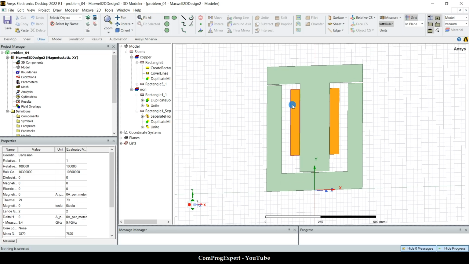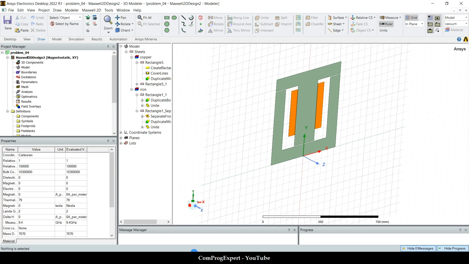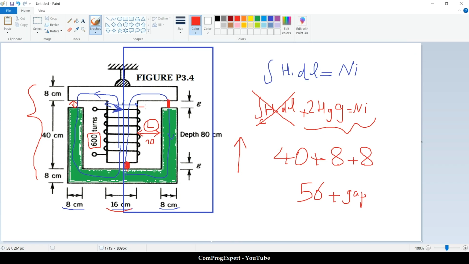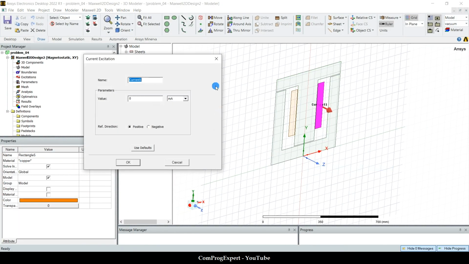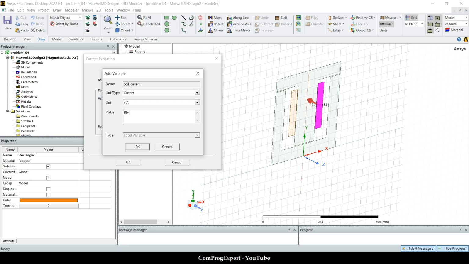Now let's define the excitations. For this problem, we have two coil arms. For this coil arm zone, the direction of the current is into the paper, and for this part it is out of the paper. You know that we simulated these structures multiple times. 600 is the number of turns. So for this, assign excitation, the total current, negative 600 times coil current. Coil current is 15 amps.